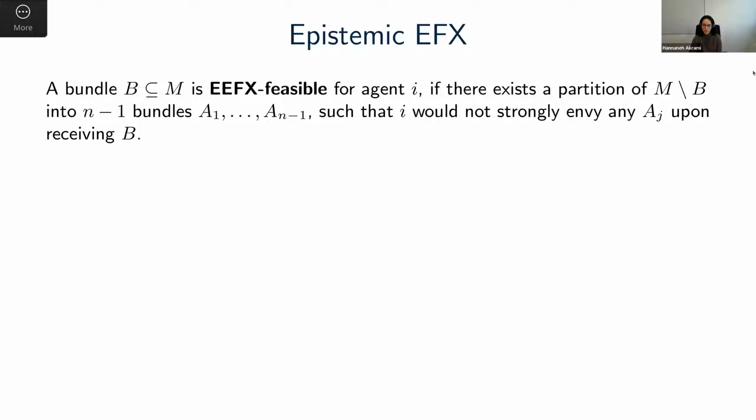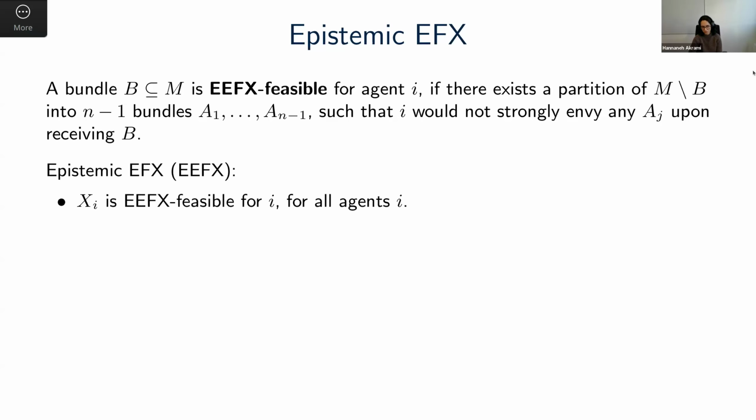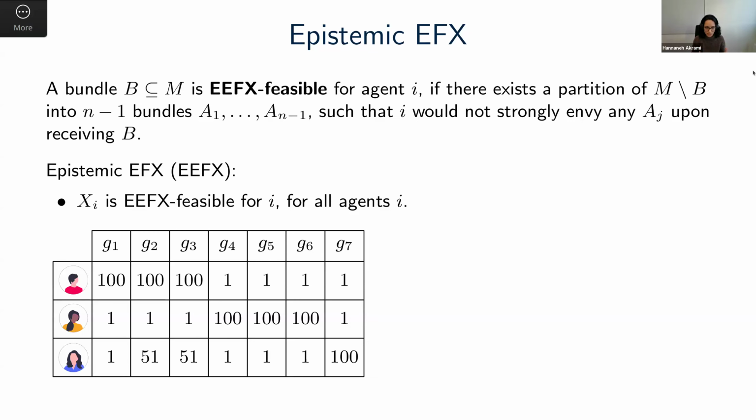So this would be the definition of epistemic EFX feasibility of a bundle, and an allocation is epistemic EFX if all agents receive a bundle that they find epistemic EFX feasible. Just to make sure we are on the same page, let's see an example.